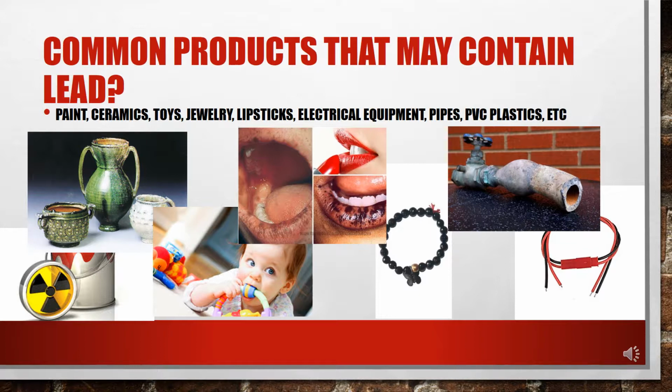The next product is jewelry, and this photo is a traditional Buddhist bracelet with a prayer on it. I know this because I wear a very similar bracelet that I got from Vietnam every day. The next image is about pipes that contain lead, and lastly we have electrical equipment. This means that anything in our homes that has electrical cord could contain lead.